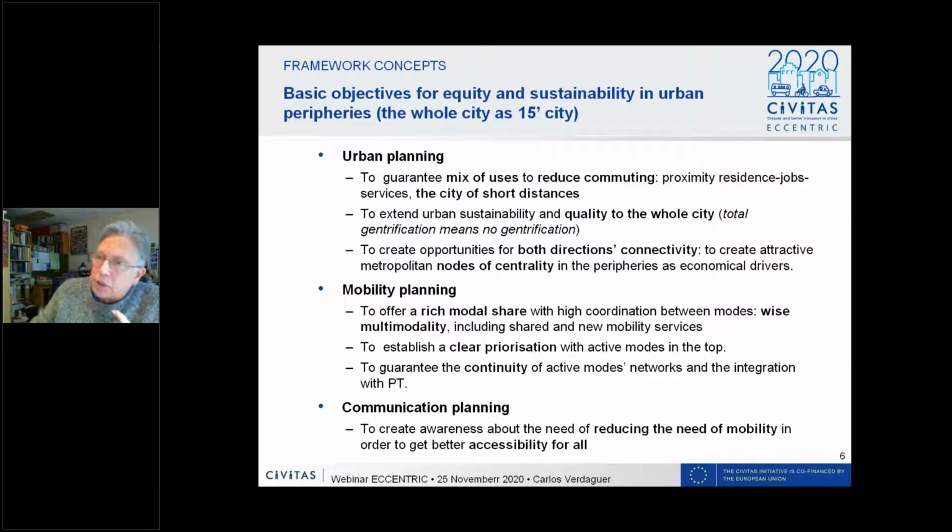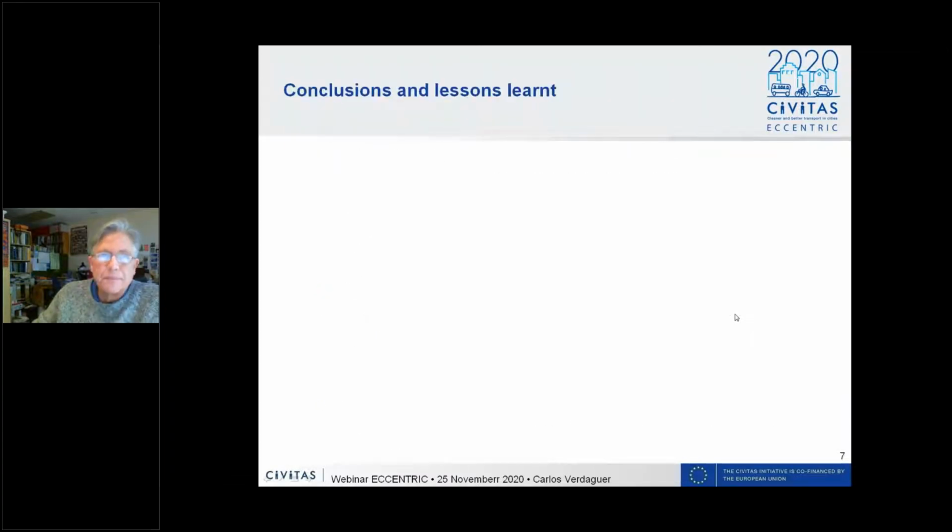So we should rather speak about the right to accessibility for everybody, universal accessibility. But we have to reduce as much as possible the need for mobility. We should move only when it is necessary.